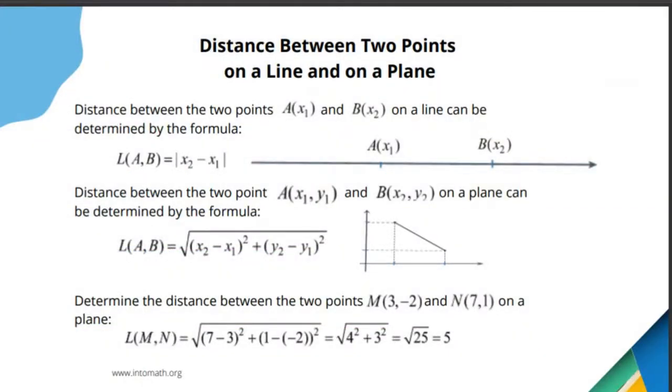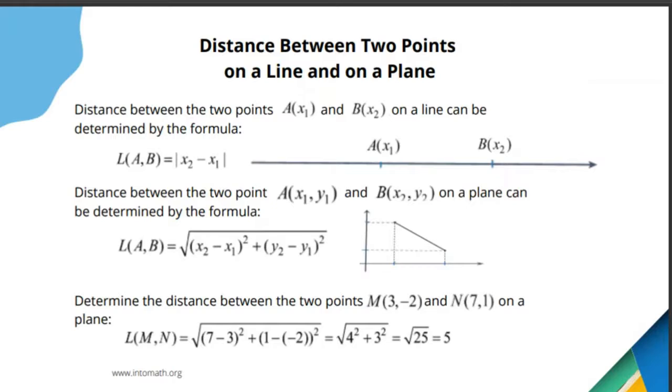One of the most common concepts when talking about coordinate geometry is the distance between 2 points on a line segment or on a plane, coordinate plane. Distance between the 2 points on a line, A with the coordinate of x1 and B with the coordinate of x2, can be determined by the formula absolute value of the difference of x2 and x1. Basically, we're just subtracting the two coordinates and taking just the absolute value of that answer. The absolute value, I'll remind you, is just the positive distance.